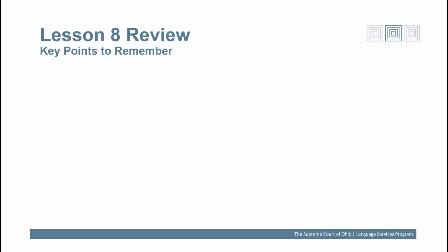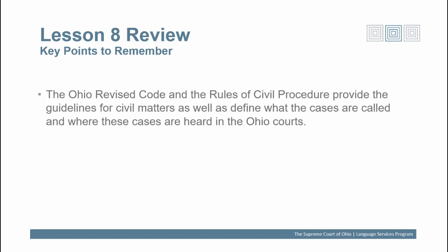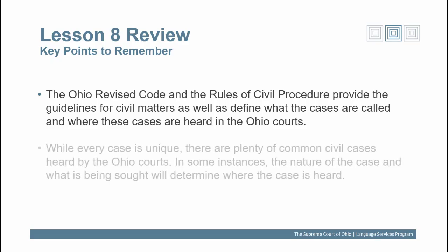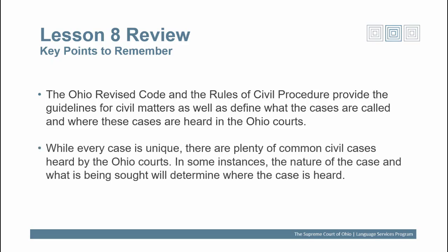In Lesson 8, the key points to remember are: the Ohio Revised Code and the Rules of Civil Procedure provide the guidelines for civil matters, as well as define what the cases are called and where these cases are heard in the Ohio courts. While every case is unique, there are plenty of common civil cases heard by the Ohio courts. In some instances, the nature of the case and what is being sought will determine where the case is heard.